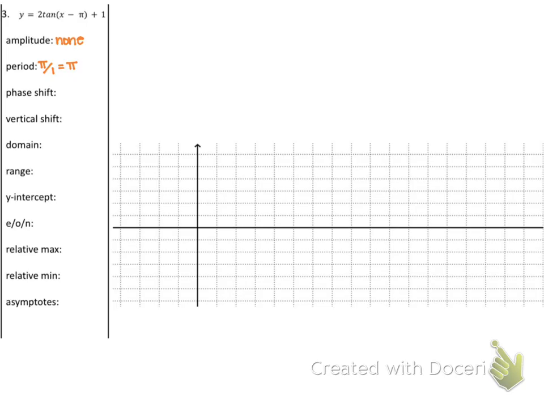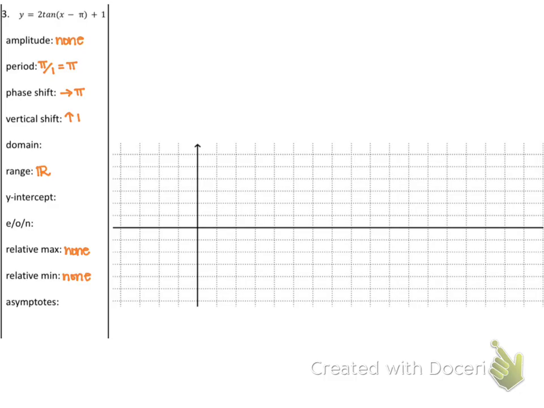Phase shift is the exact same thing it's been before. So it looks like right pi, so it's right pi. Vertical shift is up 1, so it's up 1. Domain, I don't have any idea. I have to figure out where the asymptotes are first. Range, though, range is all real numbers. I already know that. And then yes, I do. Relative max and relative min, none. For sure. At no point in time is a tangent or cotangent graph going to have relative extrema, like at all.